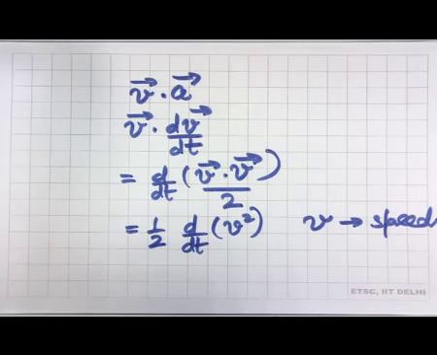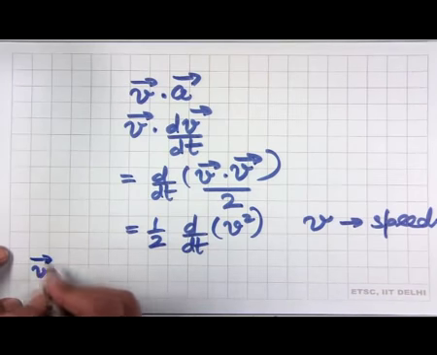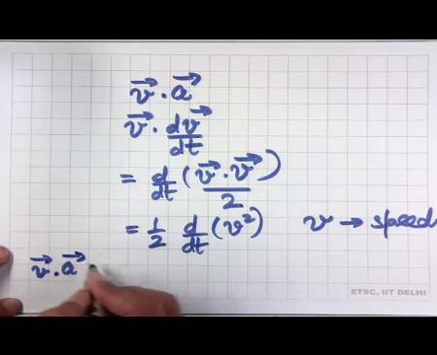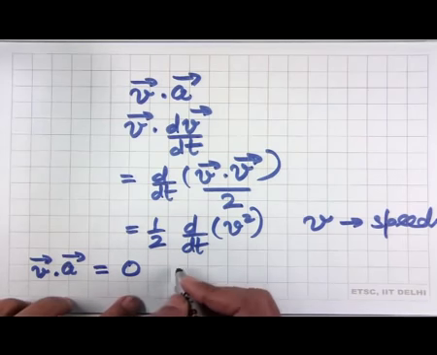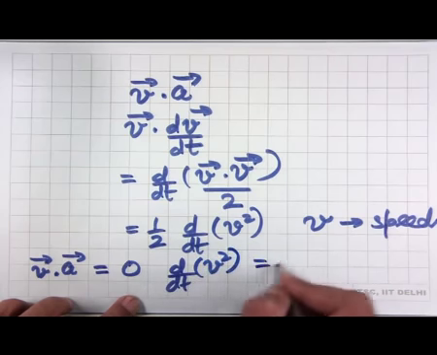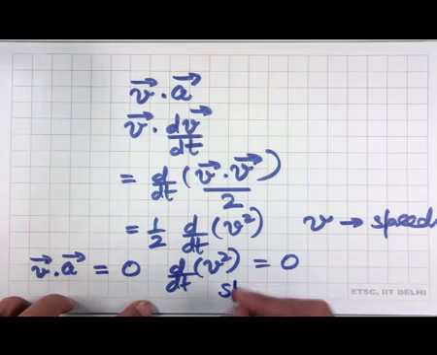So now from here what we can see is, if we look at this quantity v dot a, and if this is equal to 0, that means d by dt of v square is 0. So the physical meaning of that is that speed is not changing with time.